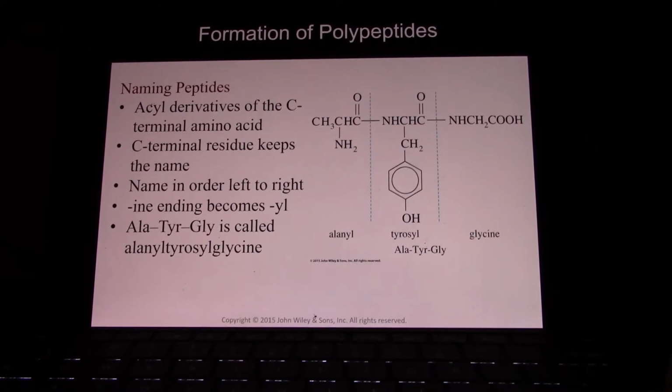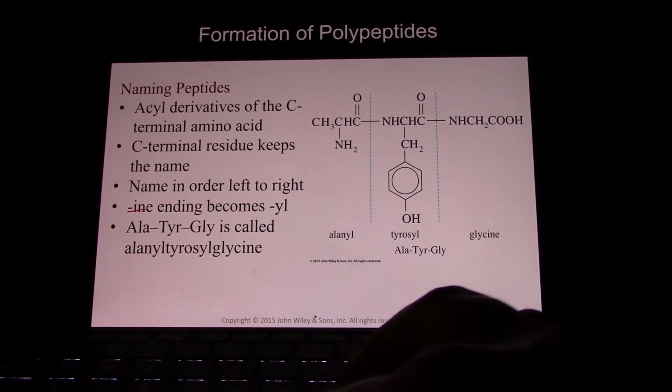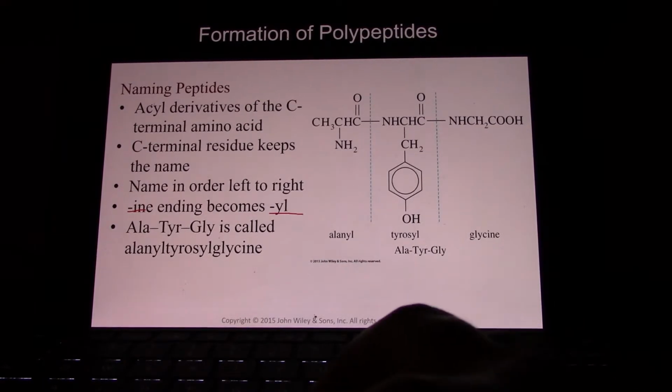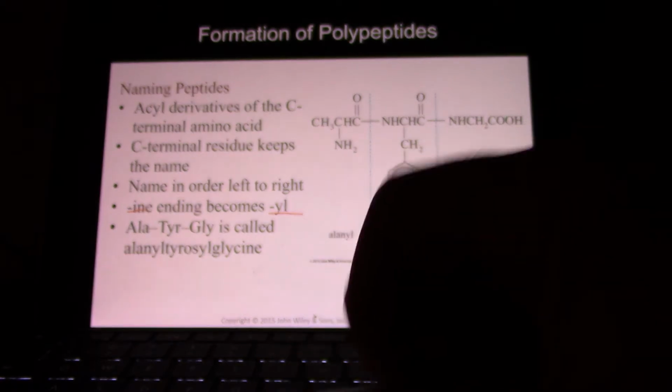Naming peptides: they are acyl derivatives of the C-terminal amino acid. So, the C-terminal residue keeps the name. So here we have a glycine, and then we start naming it in order from left to right. An INE ending becomes YL. So alanine, tyrosine, glycine becomes alanyl tyrosyl glycine.